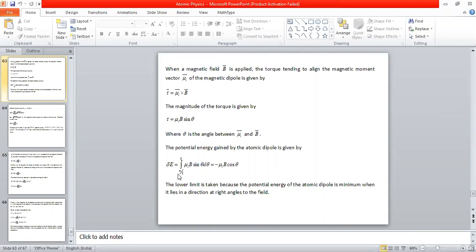The integral limits for theta: the lower limit is theta equal to pi by 2, and the upper limit is 0. See here, I have written the reason. The lower limit is taken as pi by 2 because the potential energy of the atomic dipole, or electron dipole, which are both the same thing, is minimum when it lies in the direction at right angles to the field.